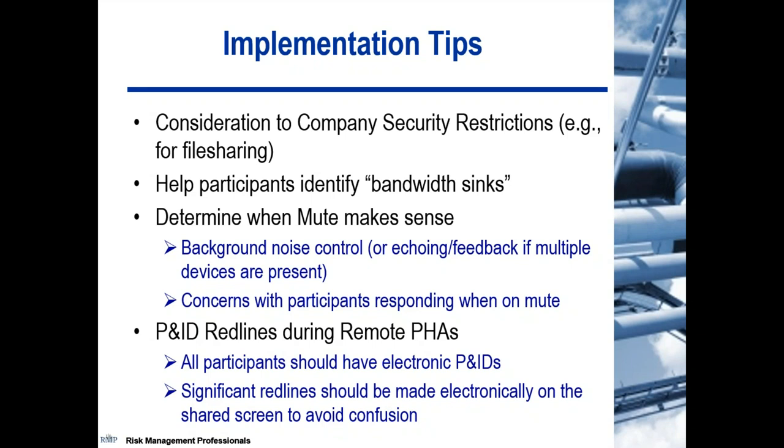So you want to ensure that all participants have a copy of the PNIDs in PDF or other suitable format. So I just did a remote PHA for a tank farm, and so we had multiple incorrect lines, which caused difficulties with following the flow paths and determining consequences. And so also there were additional red lines of missing valves that caused confusion. So for these types of significant red lines, they should really be captured electronically on the shared PNID set during session time to ensure that all participants are on the same page and have the same information when evaluating scenarios.